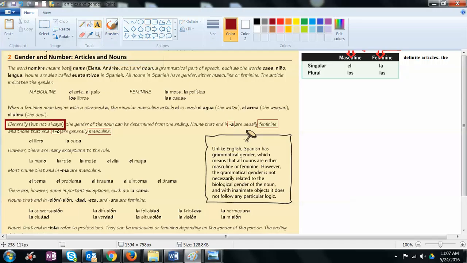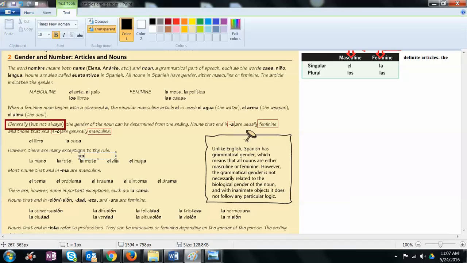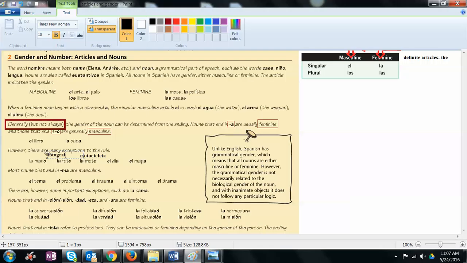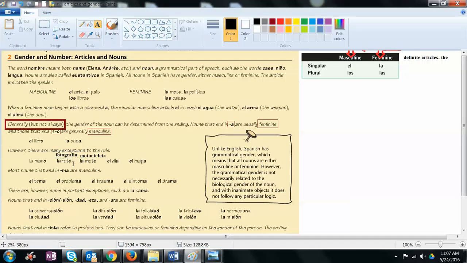The reason for some of them is, for example, moto is short for motocicleta, which has an A on the end, which makes sense that it would be feminine, and foto would be fotografía, which also has an A on the end. So that makes sense why those are feminine words, even though they end in O, because these are their abbreviated forms. Mano, however, just ends in O, and it's always feminine. Día and mapa are words that end in A that are always masculine.